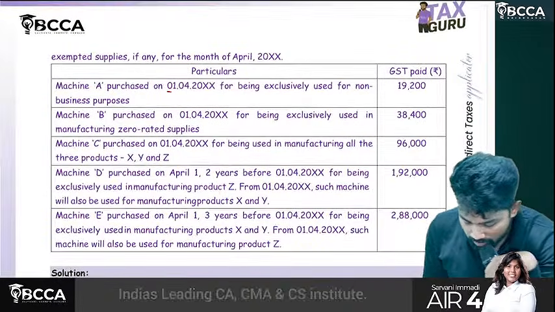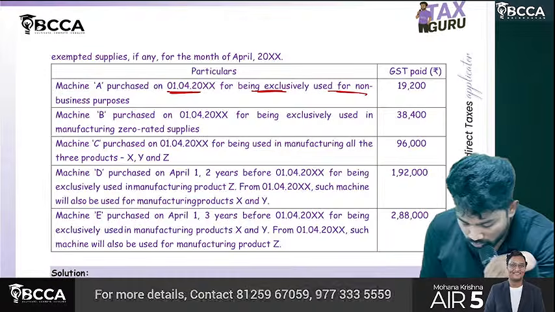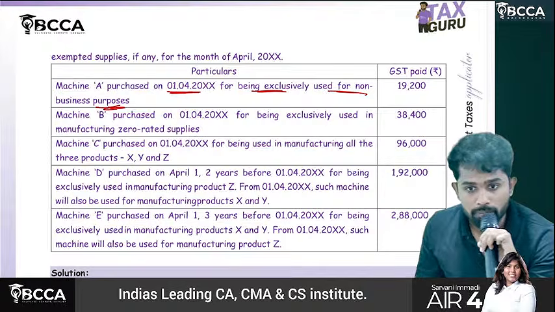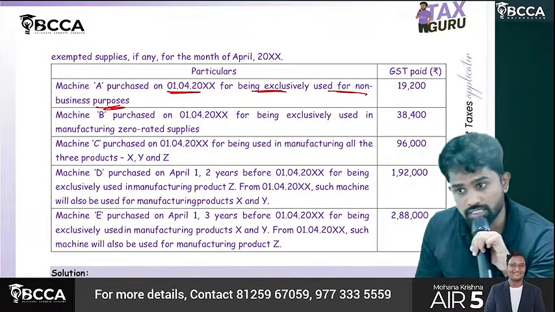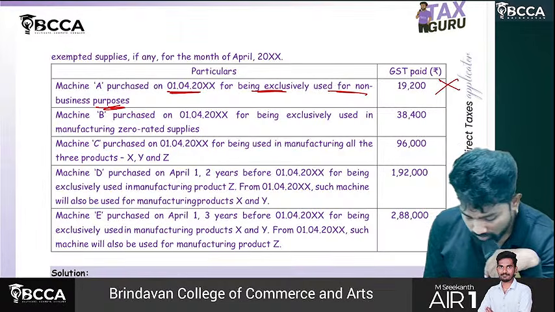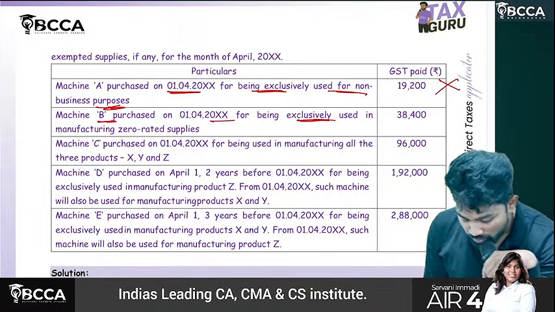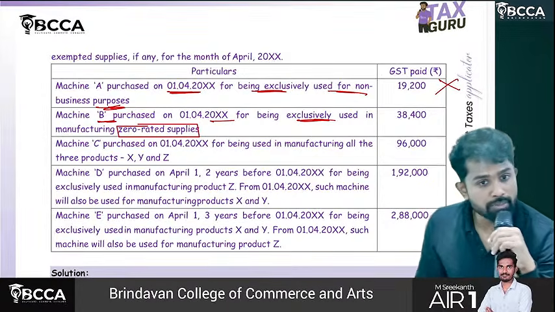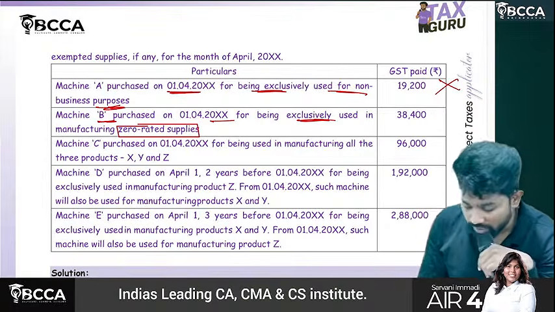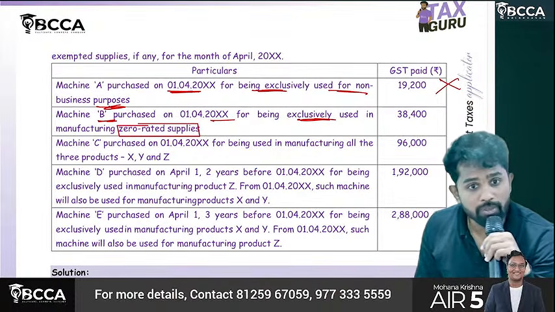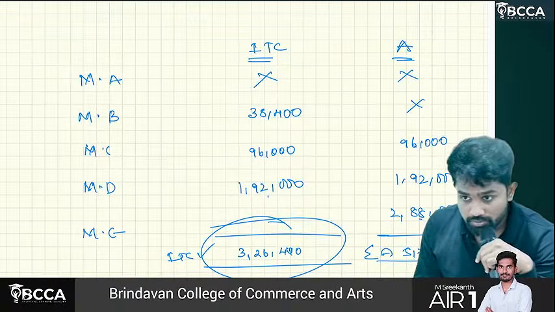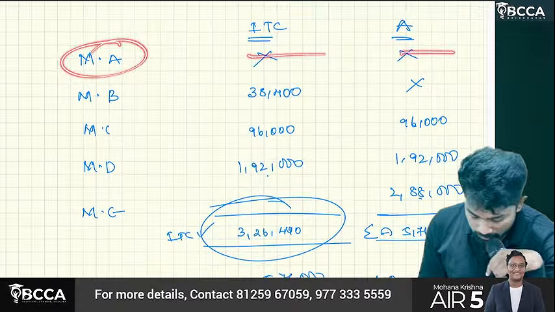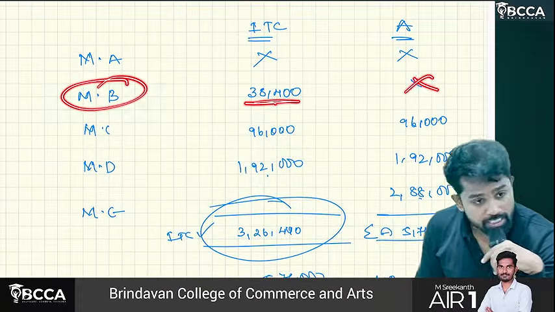Here, machine A purchased on 1st April for being exclusively used for non-business purpose. Sir, can we avail ITC? Non-business purpose, exclusively for non-business, sir. We can't avail ITC, will not even mark it as A, so ignore. Next one, machine B purchased for being exclusively used in manufacturing zero rated supplies. Means what? Sir, zero rated means taxable or exempted? Taxable only. So we can avail ITC, but need not mark it as A. Why? Because it is exclusively for taxable. Understood now, sir? So see here what we did. For machine A, ITC not availed. But for machine B, ITC availed, but we didn't mark it as A.